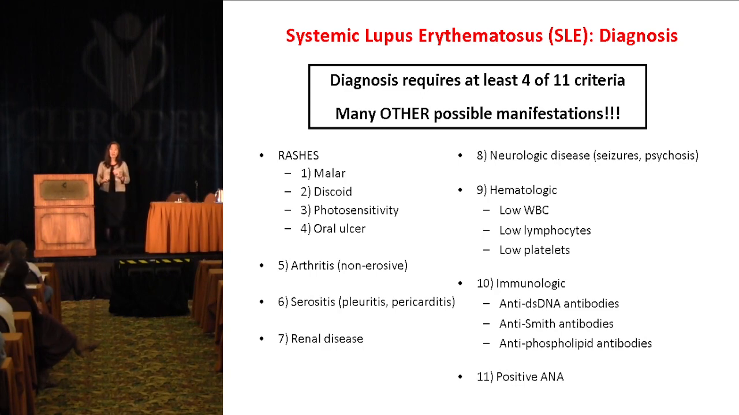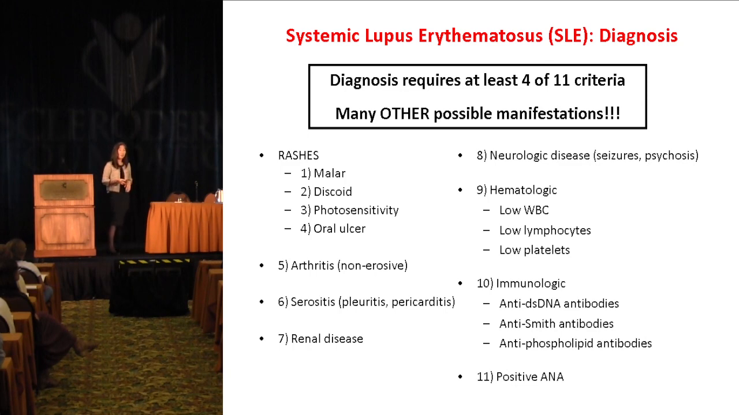There can be an arthritis that develops. This tends to be a non-erosive arthritis. This is different than in rheumatoid arthritis, but it can look like rheumatoid arthritis, but the good news is you tend not to destroy your joints. Serositis refers to inflammation of the linings of the lungs, of the heart, of even the abdomen, and this is called pleuritis or pericarditis, where you have pain when you take a deep breath in.